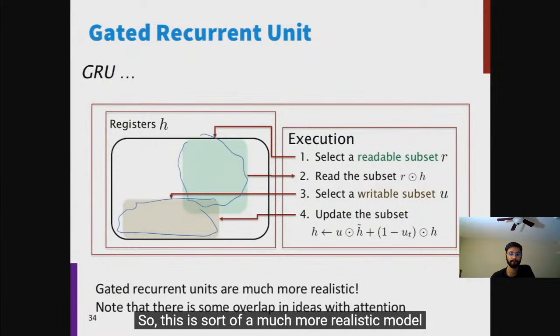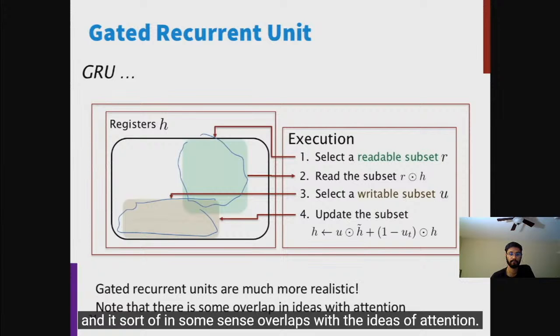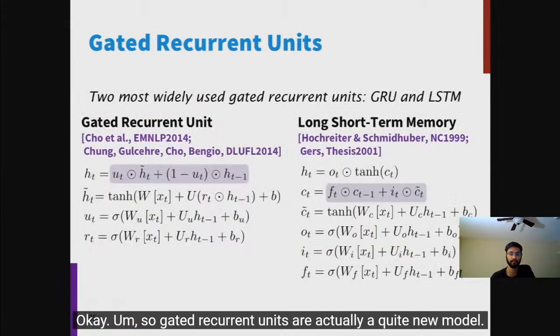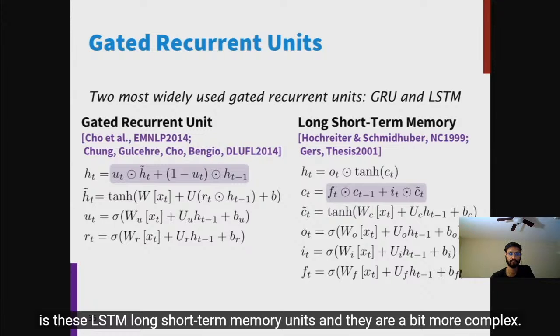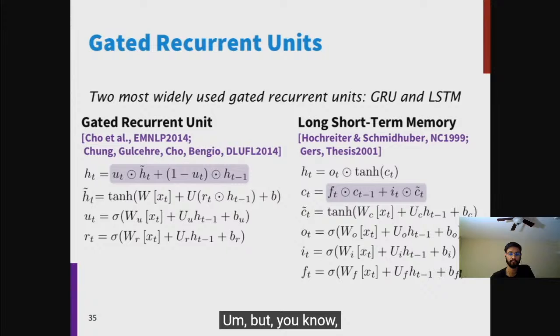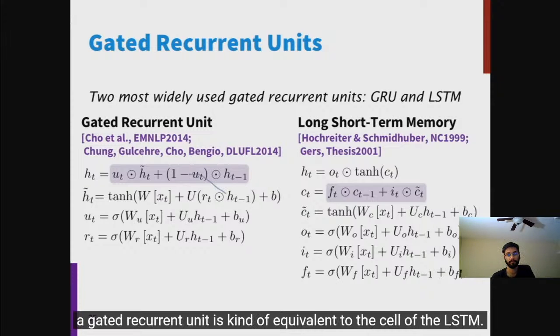So this is a much more realistic model, and in some sense it overlaps with the ideas of attention. Okay, so gated recurrent units are actually a quite new model. The model that was done way earlier and has had huge impact is the LSTM, long short-term memory units. They're a bit more complex, but a lot of it's the same, right? The hidden state of a gated recurrent unit is kind of equivalent to the cell of the LSTM.